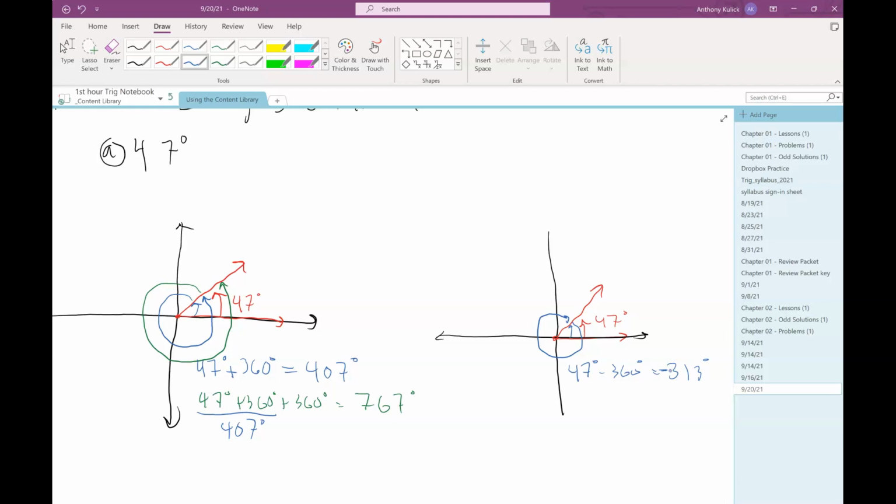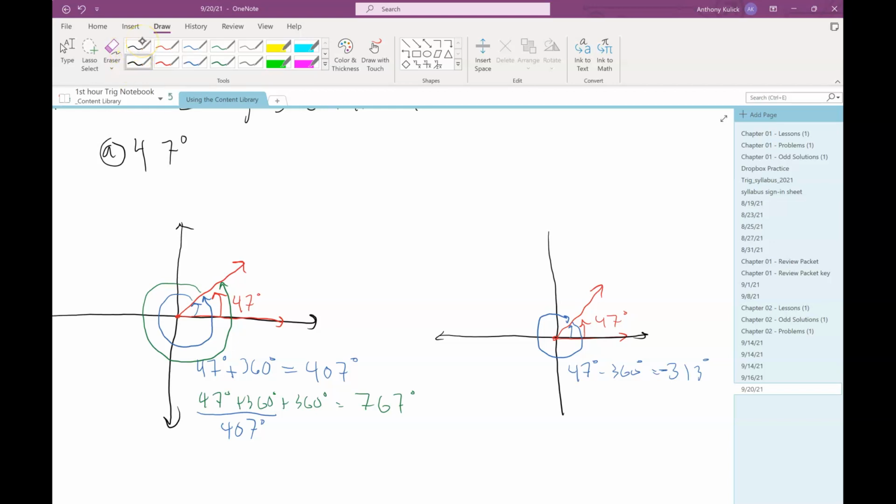You could add 360 or subtract 360. They're both going to give you coterminals. And just like you can add 360 as many times as you want, you could subtract 360 as many times as you want. They're still going to keep generating coterminal angles over and over and over again. We feel okay with that?